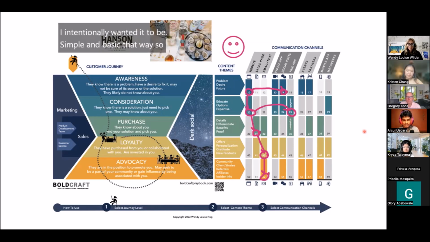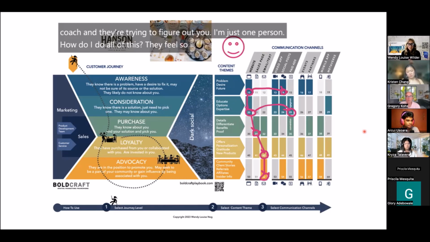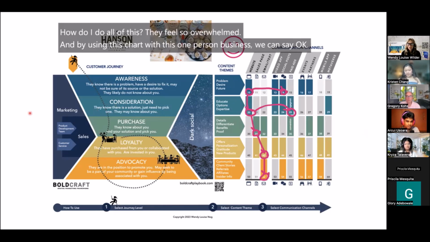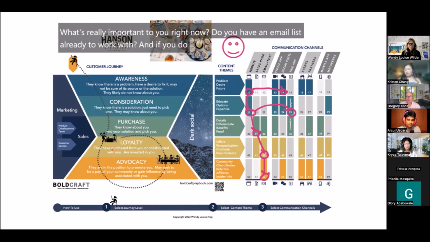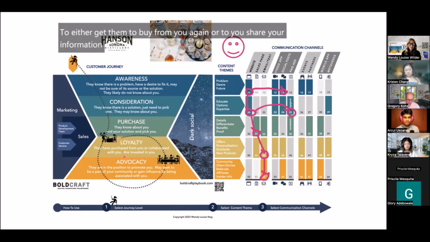So I have clients who are one person. They're a coach and they're trying to figure out, I'm just one person. How do I do all of this? They feel so overwhelmed. By using this chart with this one-person business, we can say, okay, what's really important to you right now? Do you have an email list already to work with? And if you do, then let's start working in this area to either get them to buy from you again or to share your information with their friends.